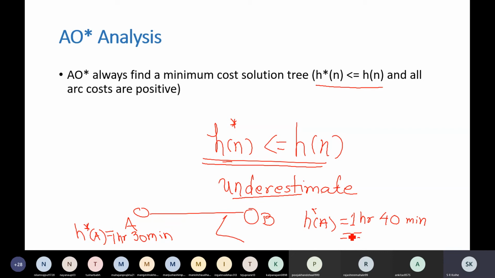So this type of function is preferable. Had it been the opposite, suppose your estimate is 1 hour 50 minutes and actual time taken is 1 hour 40 minutes, such a heuristic function may not give you a minimum cost solution. Why? What will happen because of this? That means this is overestimate. If it is overestimate, you may not get a minimum cost solution tree. Why?